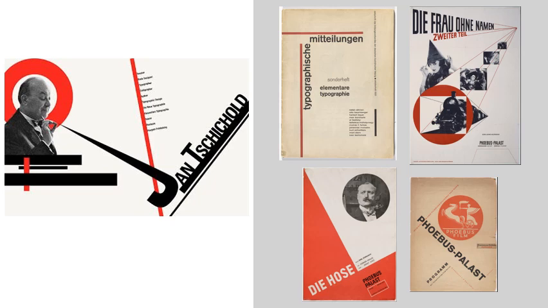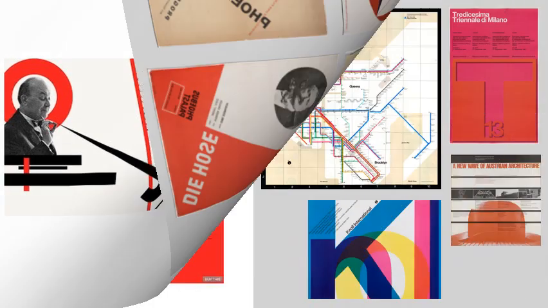Tschichold's actual designs, some of the diagonal lines and falling into an invisible sort of vanishing point. I think all of that is definitely there. The circle, drawing your attention to the guy's face, definitely all relates to Tschichold's actual designs.